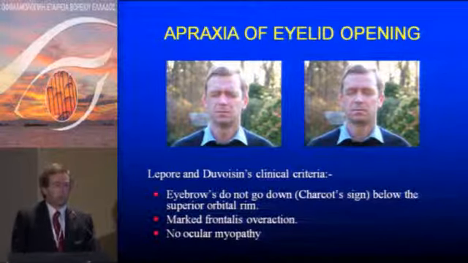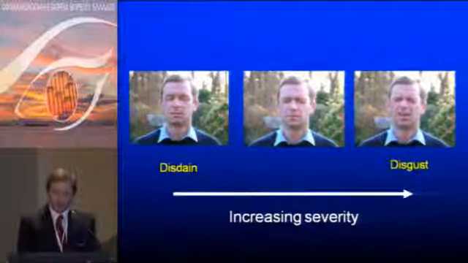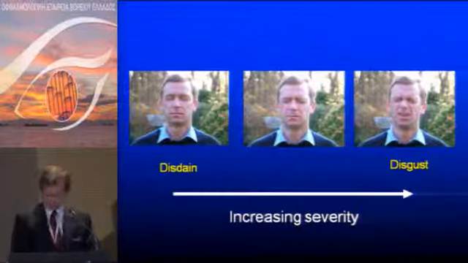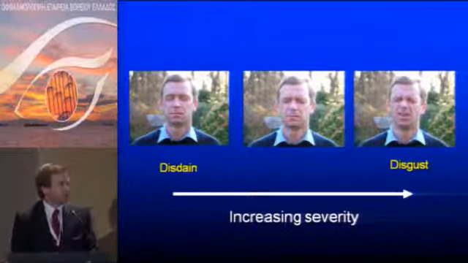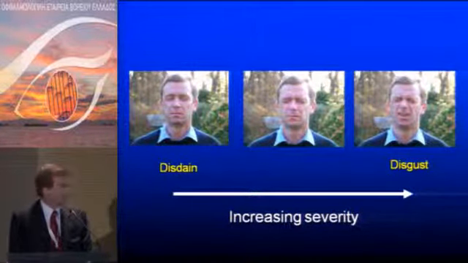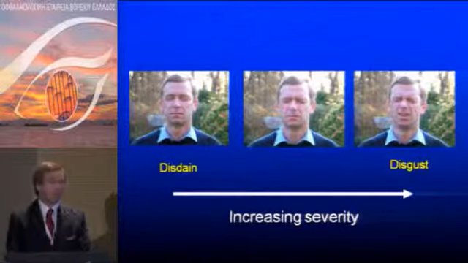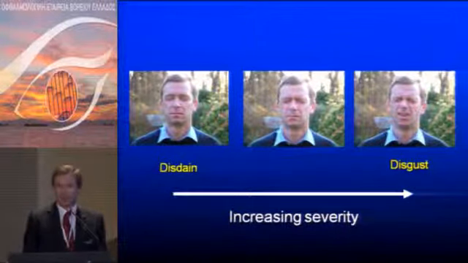Blepharospasm is sometimes distinguished from apraxia of eyelid opening, but I'll suggest that they are simply ends of a spectrum, apraxia being a mild form of disease, and blepharospasm being a severe form of disease, just like the emotional range from disdain to disgust forms a continuum. And I'll suggest that most patients are probably somewhere near the middle.